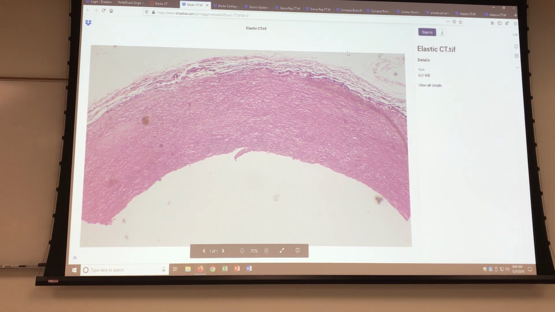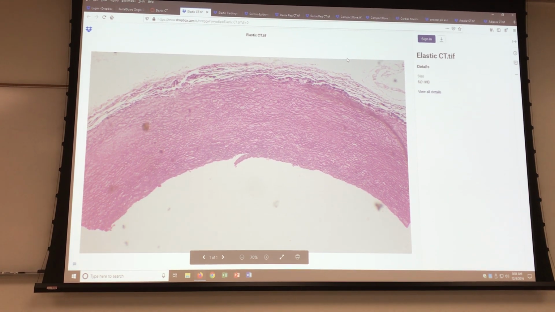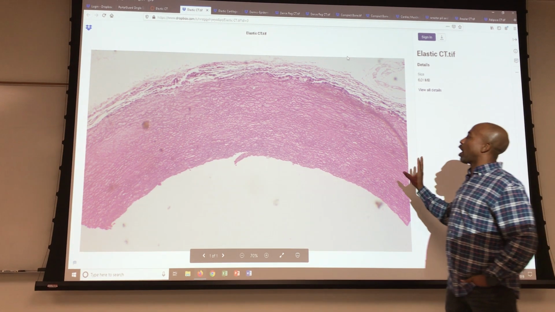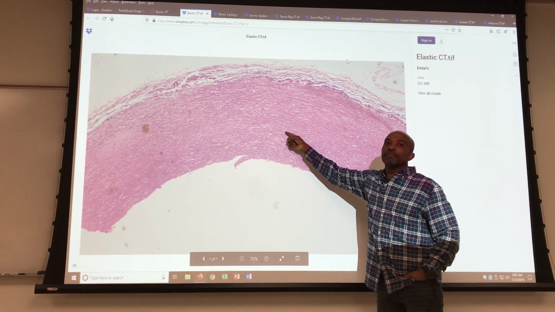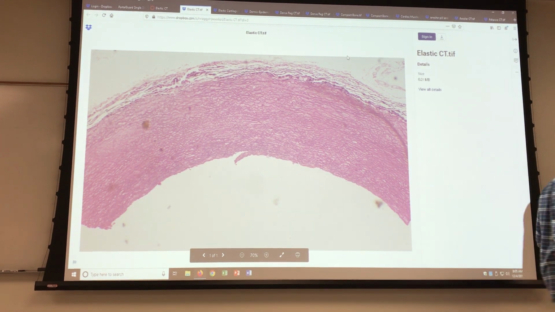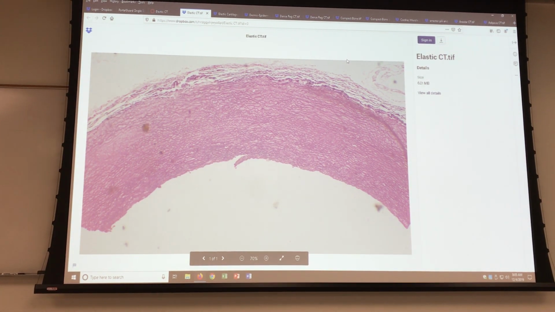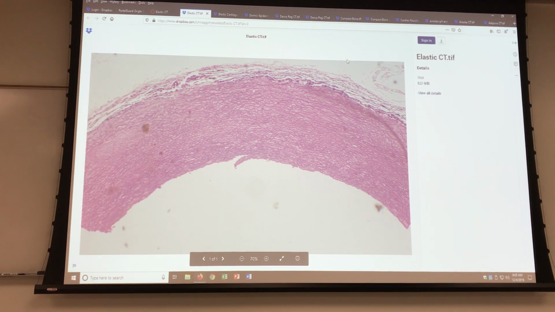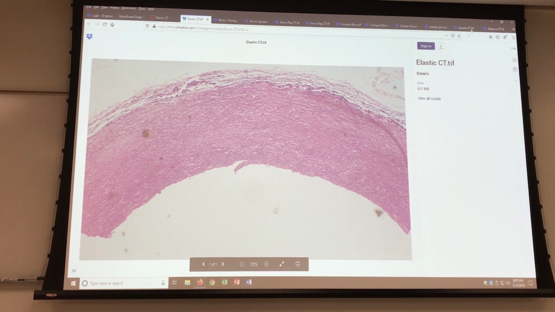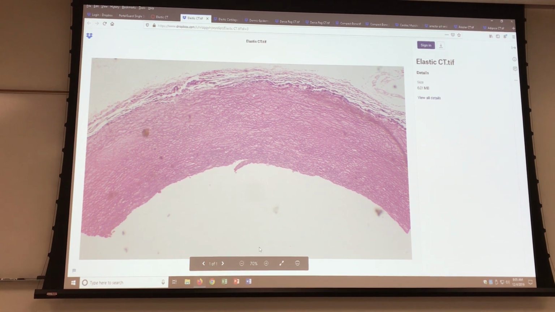Which one are the collagen fibers? That one is in there, but it's not obvious. So we're going to focus more on these squiggles, which are the elastic fibers. So not the collagen fibers? No.